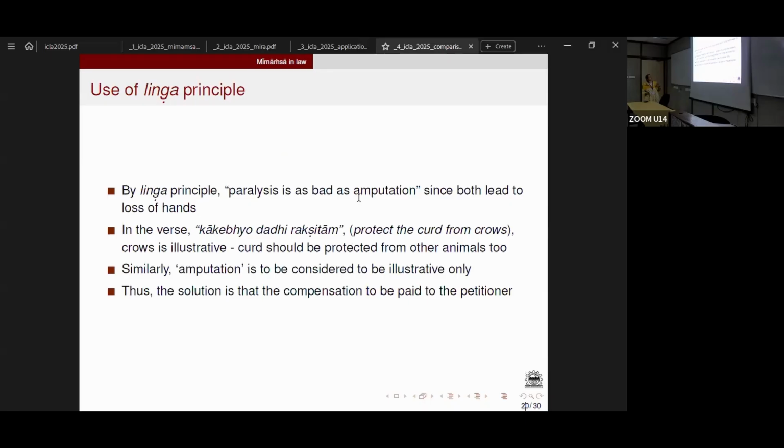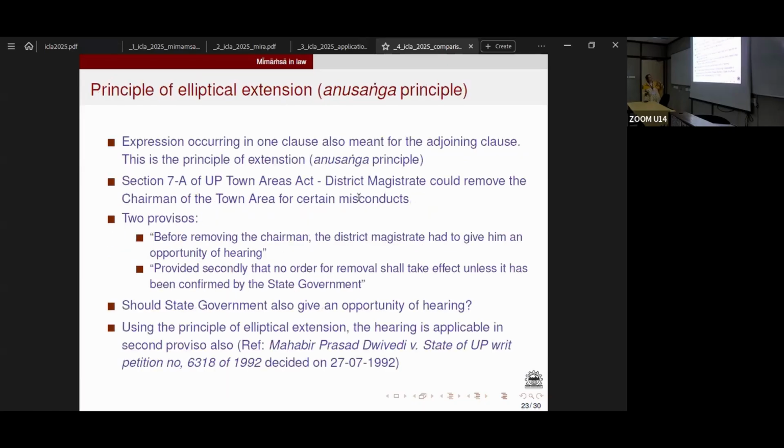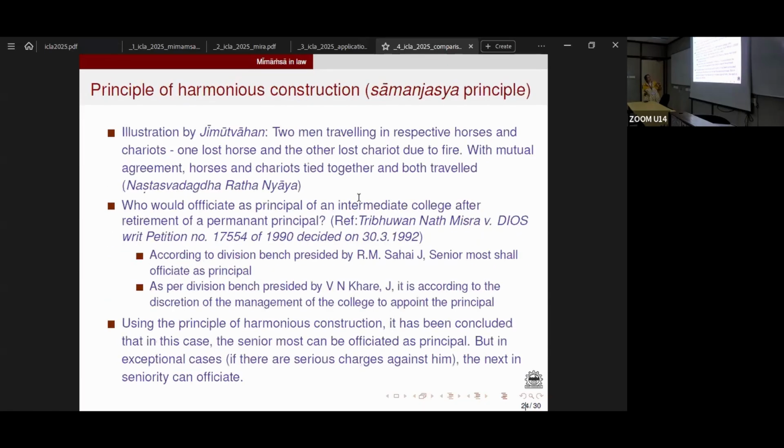And I will go to one of them, which we were talking about a few minutes back. The two men traveling in respective horses and chariot: one lost the horse and one lost the chariot to fire. With mutual agreement, horses and chariots are tied together and both travel. So this was exactly taken in law for resolving one conflict.